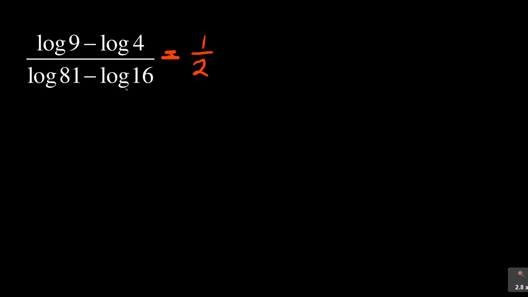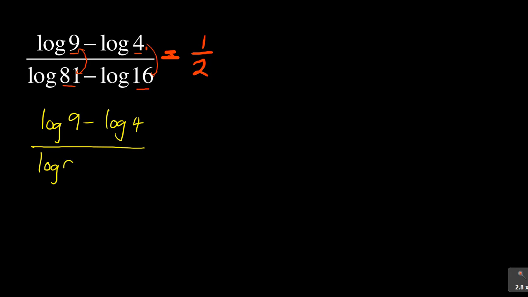So the first part I think you have to do in this case is to identify the top, which is 9 and 4, and identify the bottom, which is 81 and 16. Now 81 can be written in terms of 9, and 16 can be written in terms of 4. So already you can see that this becomes log 9 minus log 4 over log, now 81 is 9 squared, minus 16 is 4 squared. So you can see now I have written everything in terms of the top and the bottom.